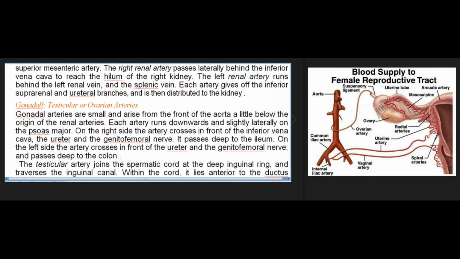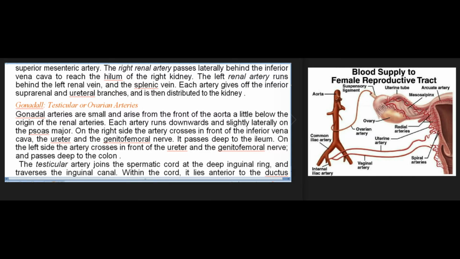On the right side the artery crosses in front of the inferior vena cava, the ureter, and the genitofemoral nerve. It passes deep to the ileum. On the left side the artery crosses in front of the ureter and the genitofemoral nerve, and passes deep to the colon. The testicular artery joins the spermatic cord at the deep inguinal ring, and traverses the inguinal canal.